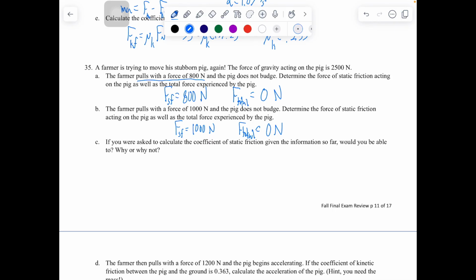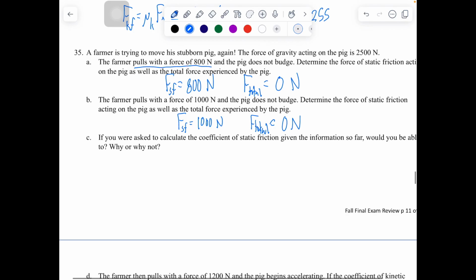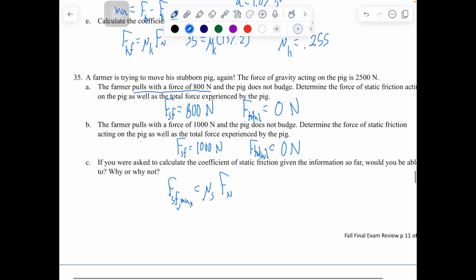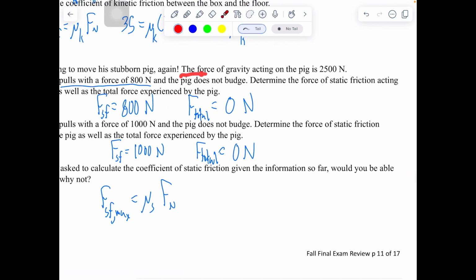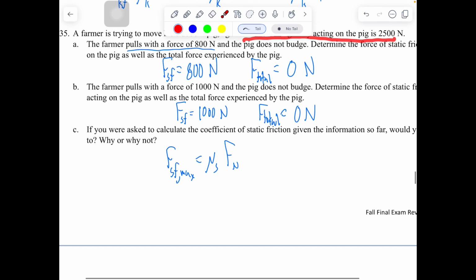Would you be able to, given the information, find the coefficient of static friction? You would not, because for static friction, we're saying the maximum static friction is equal to the coefficient of static friction times the normal force. You could find the normal force, because normal force and gravity would be balanced. So normal force is 2,500 newtons. But you don't know the maximum value of static friction.